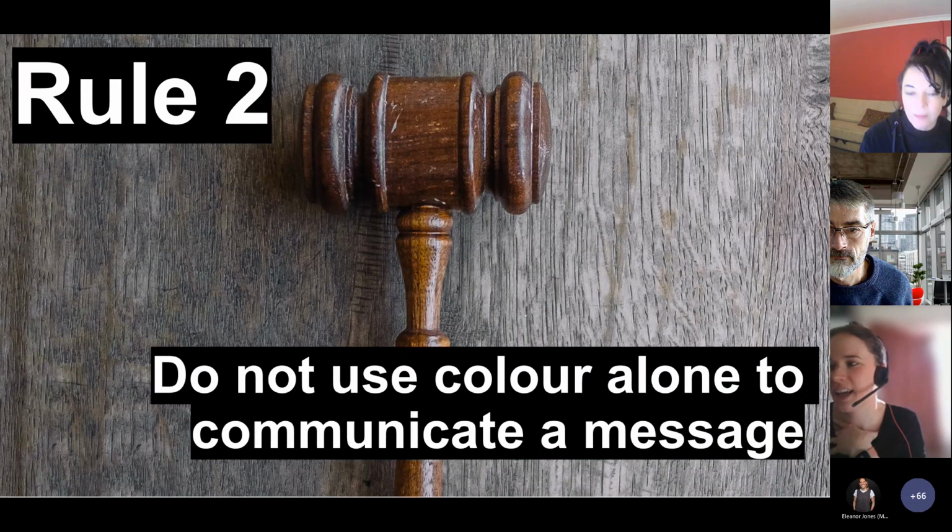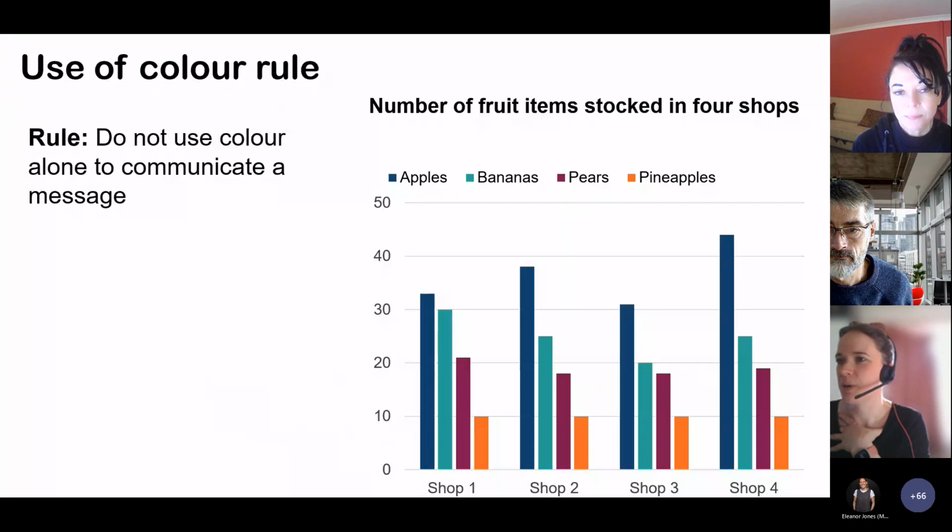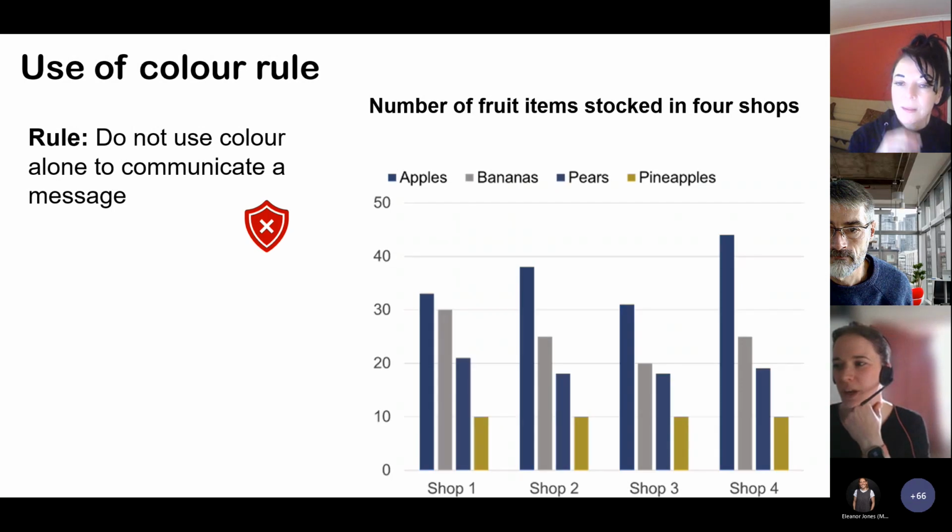So the second rule for color then is you should not use color alone to communicate a message. So you should have some other way of communicating that message. Like I just mentioned, with this one, we're using color alone at the moment to match the bar to the legend. The only way you can match the bar to the legend is by matching the colors. So how can we help with that?